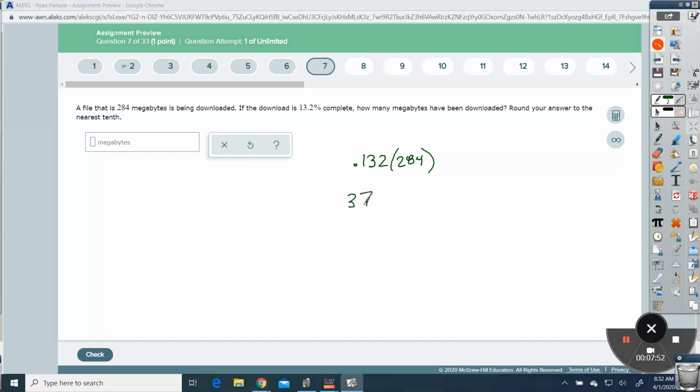So 37.488, and it says to the nearest tenth, so that's this guy. So 37.5 is what we'd put in as our answer.